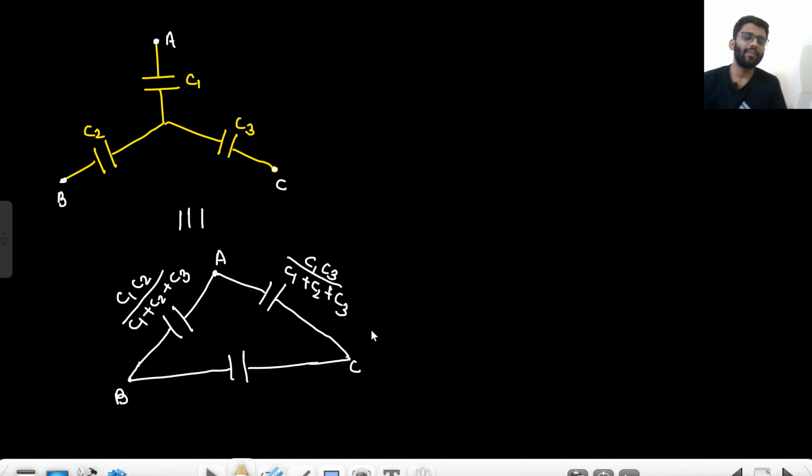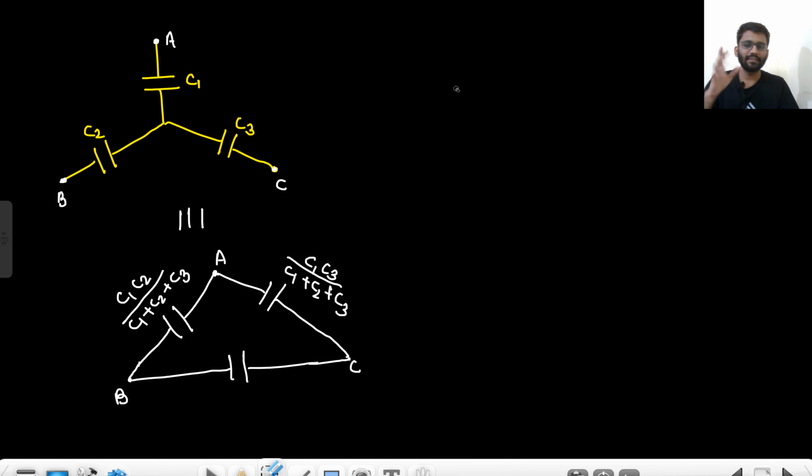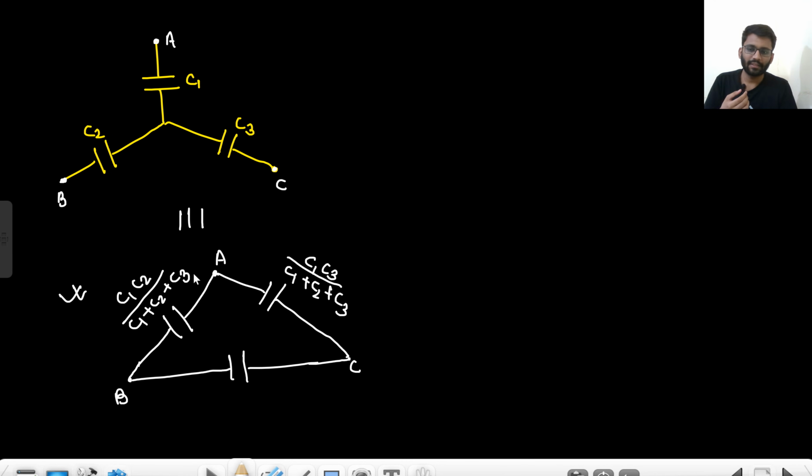So the same thing we will be doing for inductors and resistors, but in delta to star conversion. In star to delta conversion for inductor and resistor, what we were doing? L1 plus L2 plus L3 plus L1 L2 plus L2 L3 plus L1 L3 divided by L1 or L2 or L3. So that we were doing. But in case of capacitance, it is not the same. It is opposite. So what we are doing right now, this thing we will be doing for delta to star conversion for inductor and capacitor. Are you getting it? That's why they are opposite.